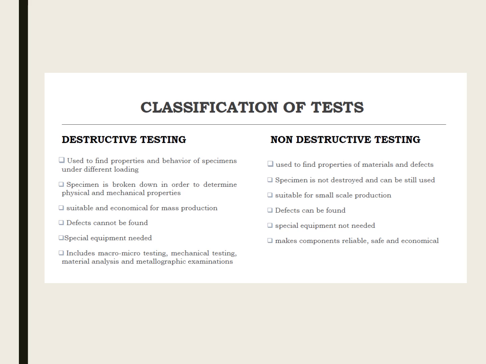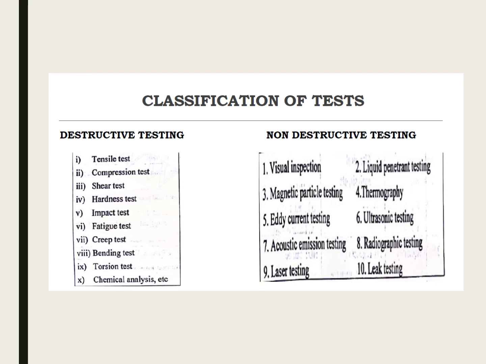And I would also like to mention that this question has been repeatedly asked in your university examinations, that is, to differentiate between destructive and non-destructive testing. And we have different testing methods also. In destructive testing, there is a tensile test. You've done all these experiments: tensile test, compression test, shear test, hardness test, impact test, fatigue test, creep test, bending, and torsion test. In all of these testing methods, the specimen is broken and cannot be used again for a particular application.